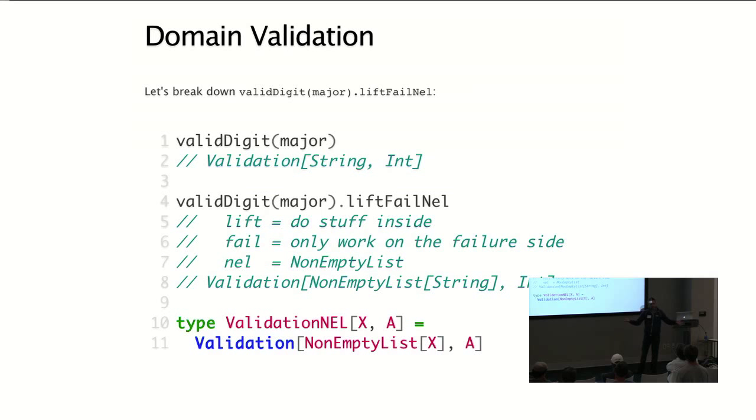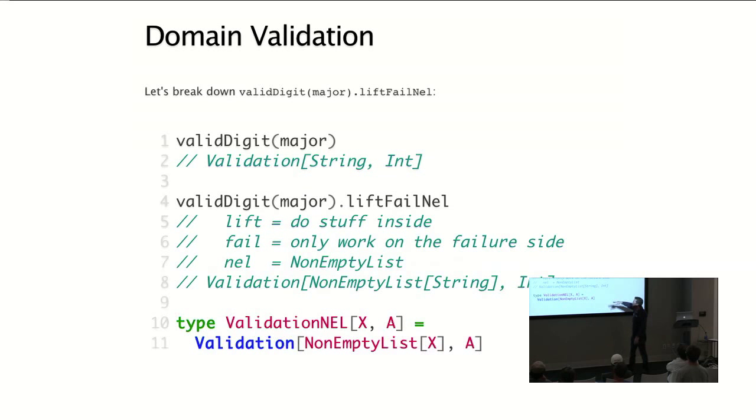That's cool. And that makes sense, too, because if something's failing, there's got to be something. Okay, so that's the whole reason for this LiftFailNel thing. So what does that actually do to the first type?